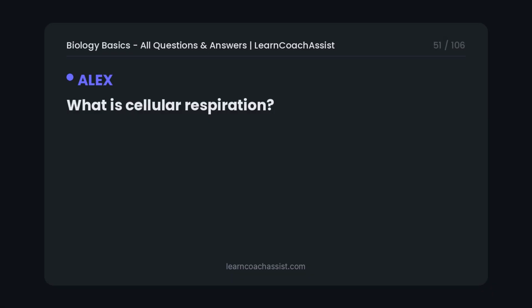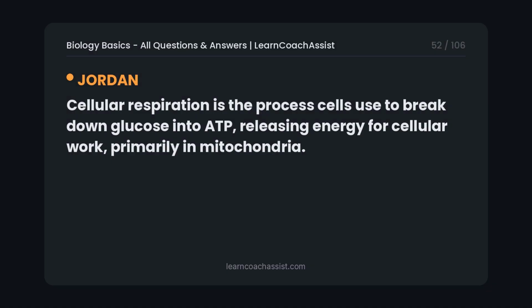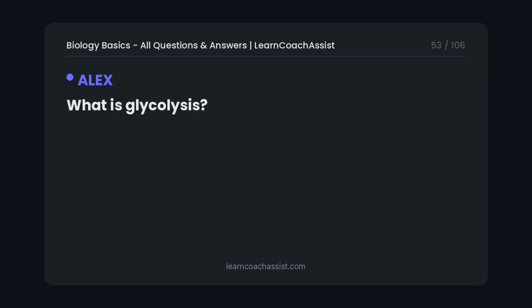What is cellular respiration? Cellular respiration is the process cells use to break down glucose into ATP, releasing energy for cellular work, primarily in mitochondria. What is glycolysis?